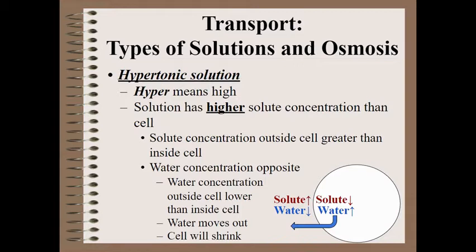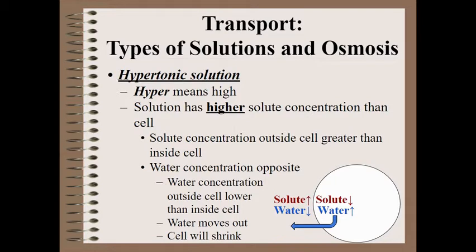Now, if we look at the diagram, we can see all of that information is on the diagram, which makes it easier for us to visualize what's going on. So hypertonic means that the solution has a high amount of solute. So if there's high solute outside in the solution, that means there's low solute in the cell. So you can see that written on the diagram.